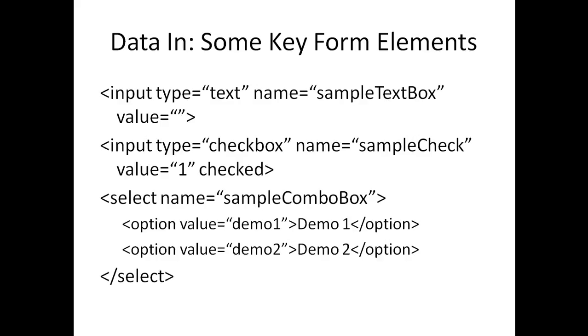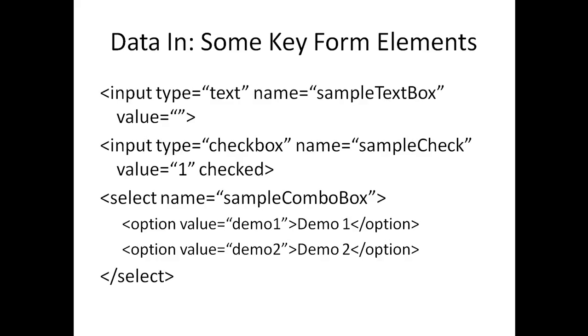So option value equal quote, quote, and then greater than, less than for nothing in between, and then a close option tag. Basically what's in between the option tags is what will show in the text box, and then the value is what sample combo box would be set to if you chose what's in between the option tags. You'll see how this works.